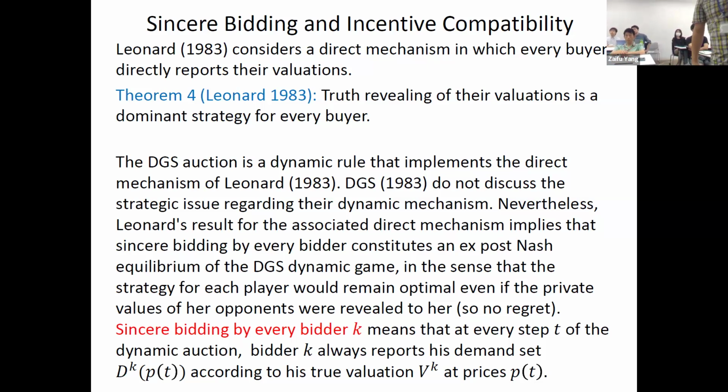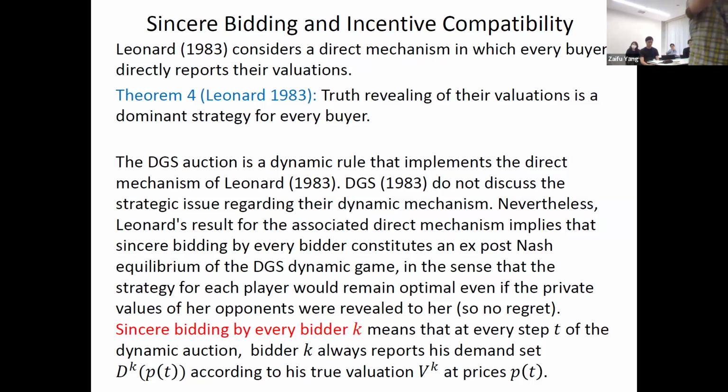Okay, so actually Demange, Gale and Sotomayor did not discuss the incentive issue in the paper, but of course, when you use this result of Nisan, you can still prove that sincere bidding will be an ex post Nash equilibrium for the auction. That's not the subject we discussed. Okay, so this is the first part about the assignment market and the demand-type substitutes market.